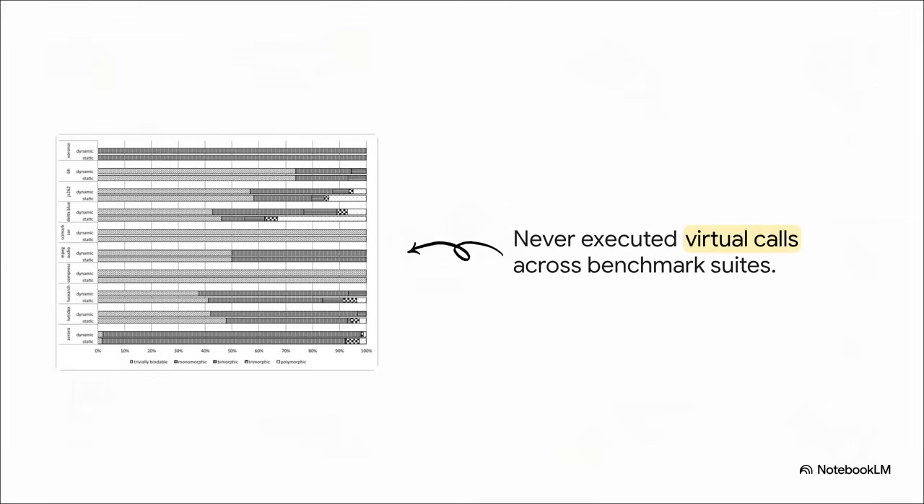And this brilliantly illustrates that exact point across industry benchmarks like DaCapo and SPECjvm. What we are looking at are virtual calls that are never executed. The dynamic model proves that vast swaths of code predicted as necessary by static analysis are, in reality, completely untouched during runtime. It just shows you how much effort static analysis wastes on things that literally don't even happen.